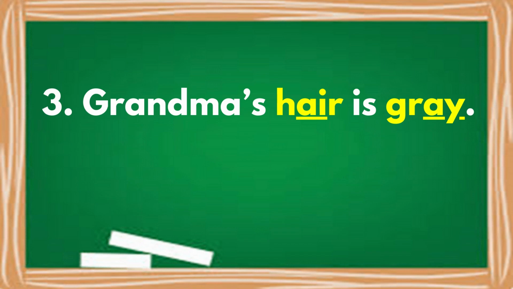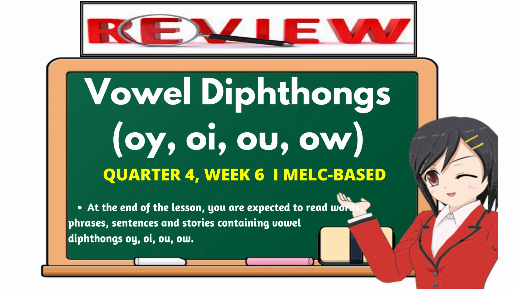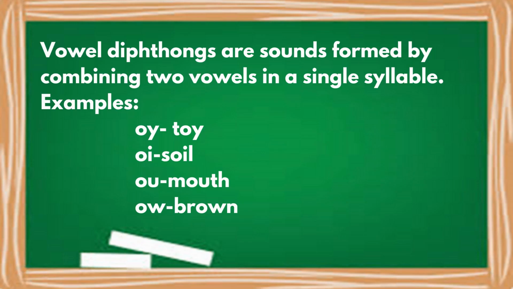Very good. How about the lesson that we had about vowel diphthongs? So vowel diphthongs are sounds formed by combining two vowels in a single syllable. For example, oi in toy, oi in soil, ow in mouth, and ow in brown.